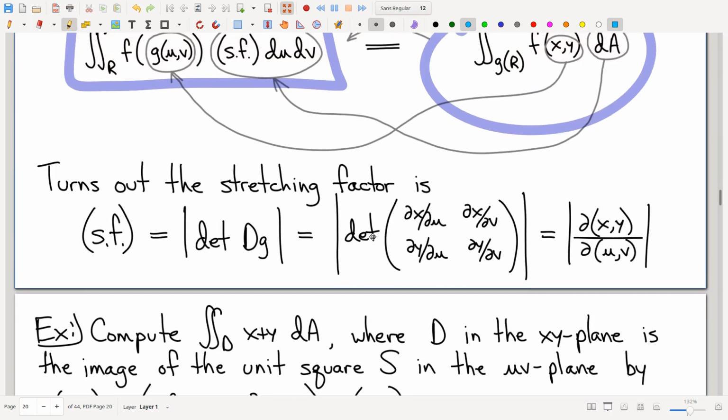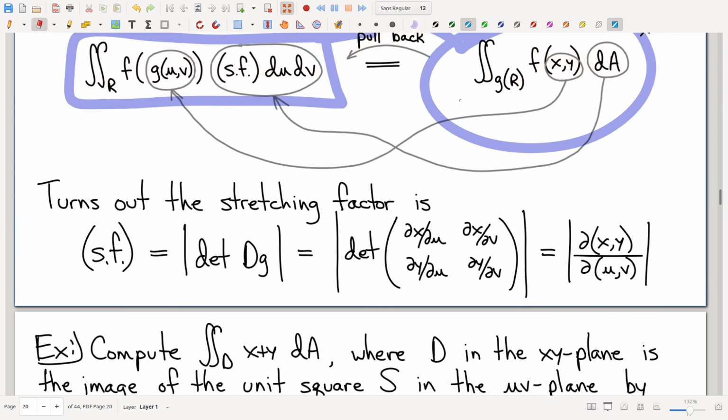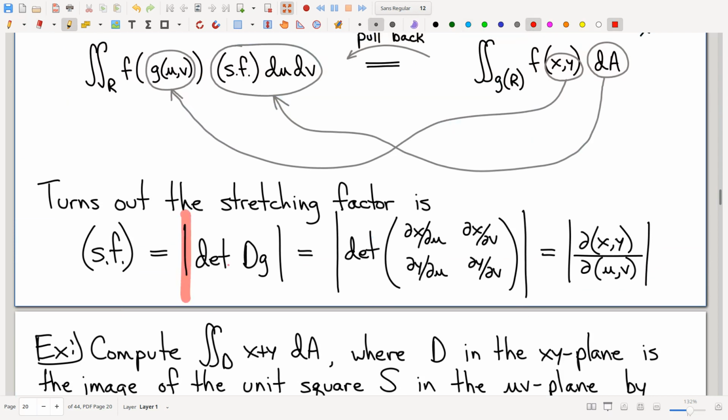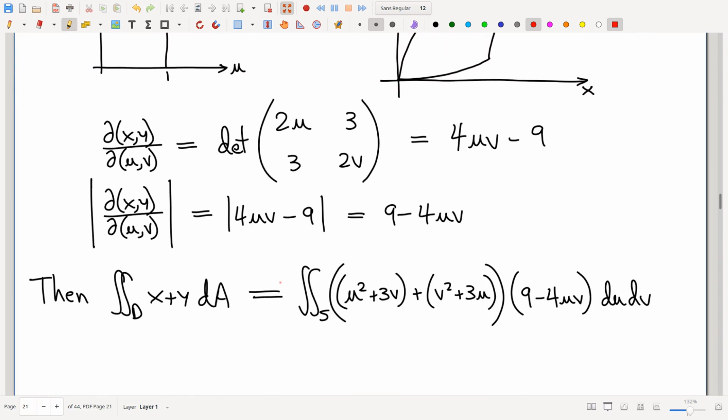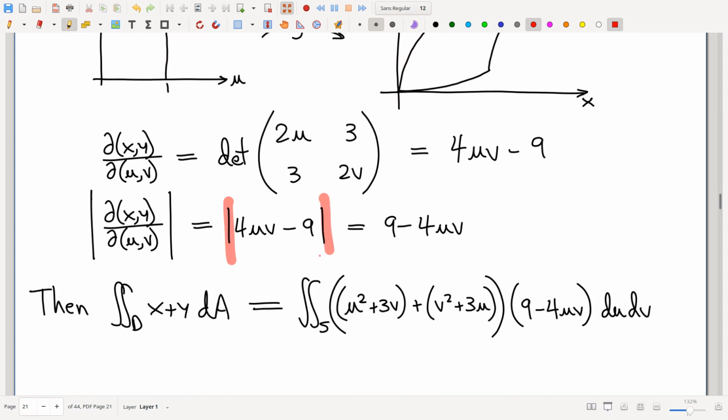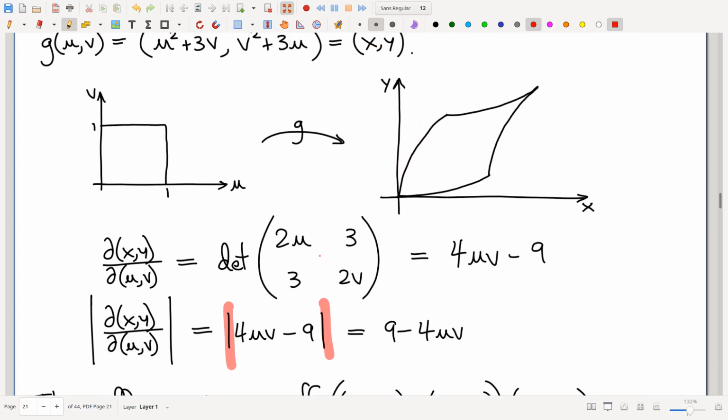Keeping in mind, though, very importantly, our stretching factor is the absolute value of our Jacobian determinant. So we're going to have to take the absolute value of 4uv minus 9. And how in the world am I supposed to know, is this positive or negative? Could be positive, but I see a minus 9 there. 9's a pretty big number. Maybe this is negative. Hard to tell at a quick glance.